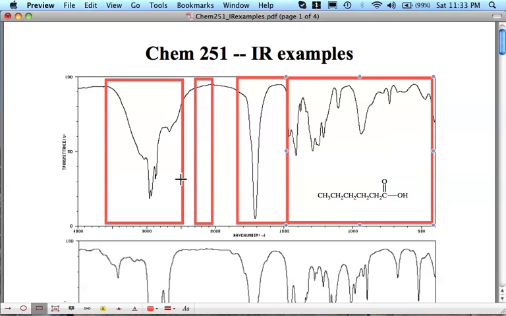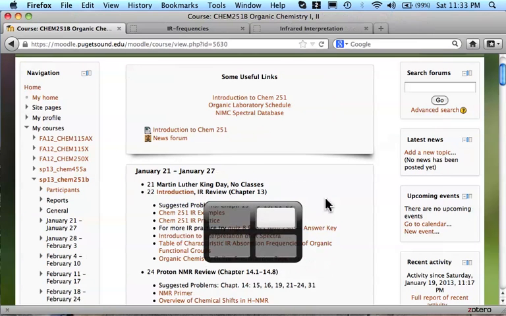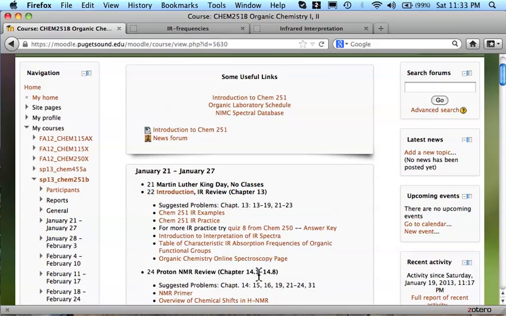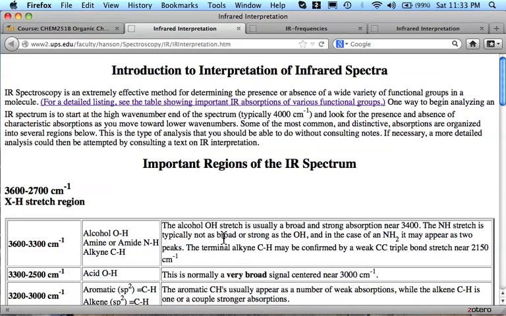Okay, now you might say, well, you've started telling me about these different regions. Where could I go to get more detailed information, things that maybe we don't cover in this tutorial, etc.? And so I'm going to go back to our Moodle page and just point out a couple of resources that I've made available for you. This first one that I'd like you to look at is the one down here called Introduction to Interpretation of IR Spectra. So I'm going to click on that and bring up that page.